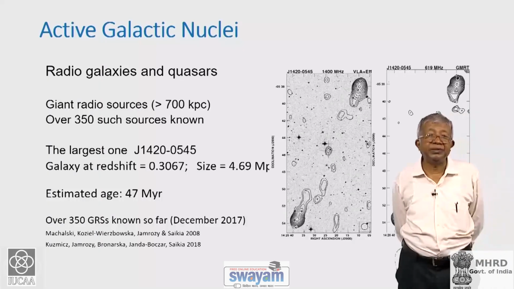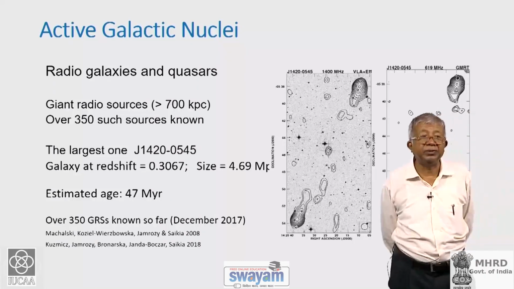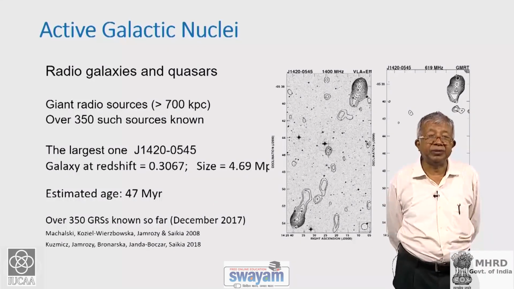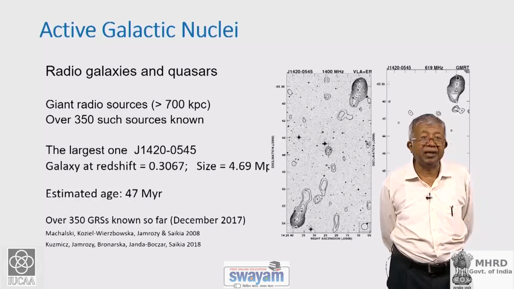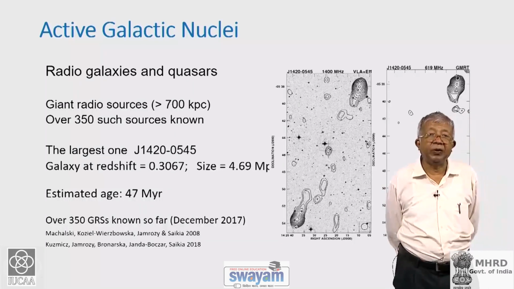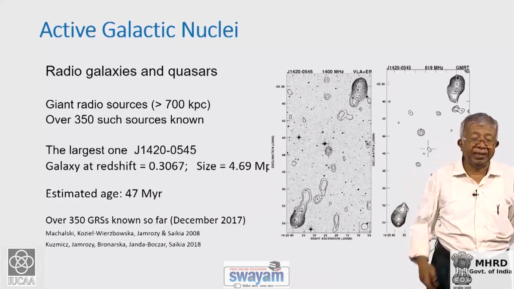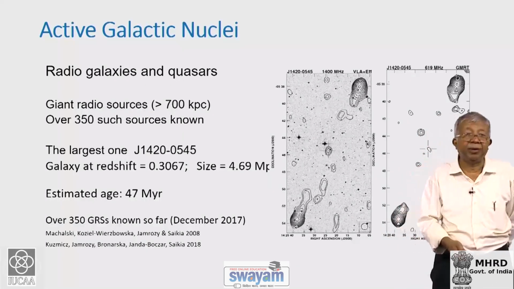We needed low frequencies sensitive to large scale structures to be sure that the outer lobes are connected. It extends to a size of about 4.69 megaparsec. So one can try and look at the dynamical evolution of these sources and estimate what its age might be, what the properties of the external environment might be, and the estimated age of this object is about 47 million years or so.